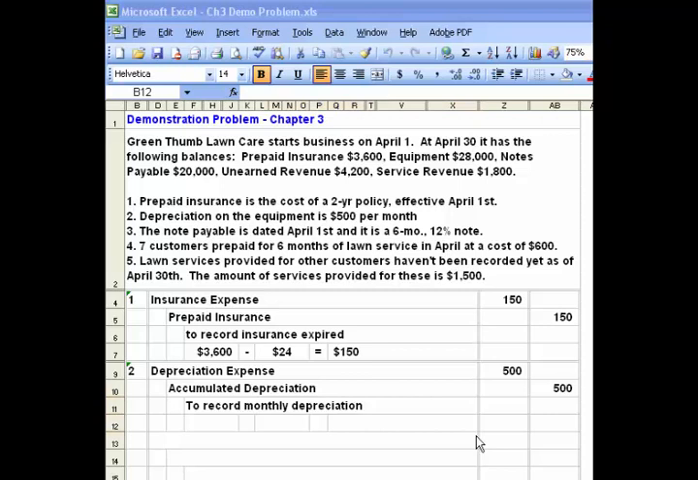Okay, we've covered the first 2 transactions. Now let's cover transaction number 3. The note payable is dated April 1st, and it's a 6-month, 12% note. The point that we're getting at here is that we need to reflect the interest expense for the month of April. We need to adjust for that amount.